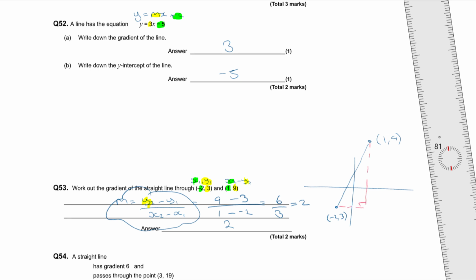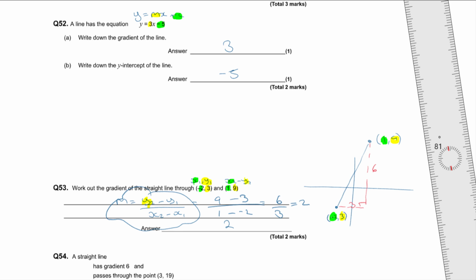Okay, and then the distance on this long side is going to be the difference between that 9 and that 3. So 9 take away 3 is 6. And on the other side, the length of the other line is going to be the difference between 1 and minus 2, which is 3. Either way, you're doing the same sums as you're doing in this calculation.